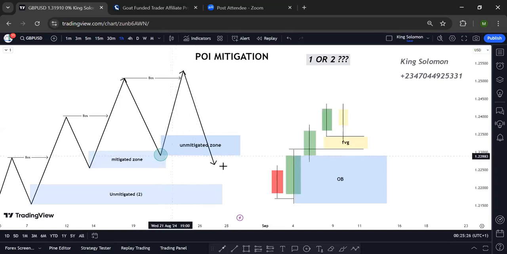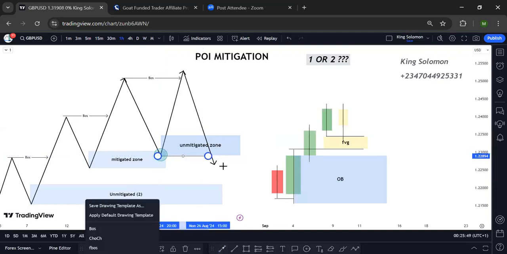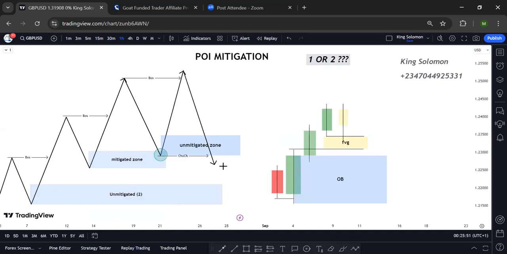Now, what does that signify? It now signifies a change of character. Now, don't ever say, seems this low is a liquidity and price wants to tap into here. If you're sure that price has actually tapped into the correct order block, once this low gets taken out, you can mark this as a change of character, right? You can mark this as a CHoCH already, because this zone has no power again.